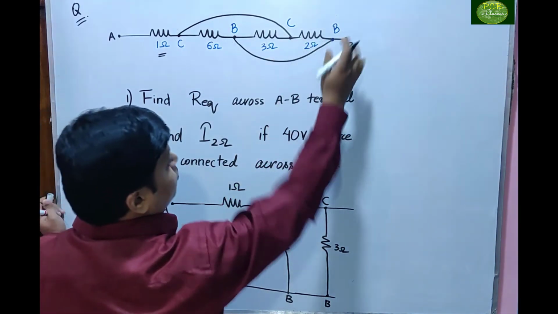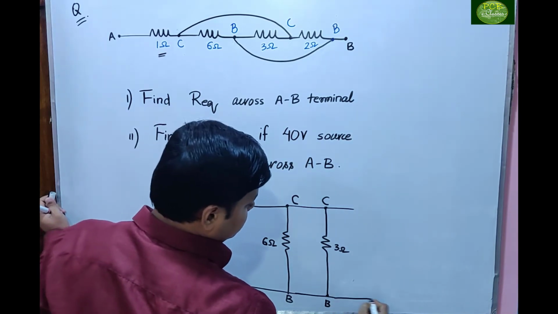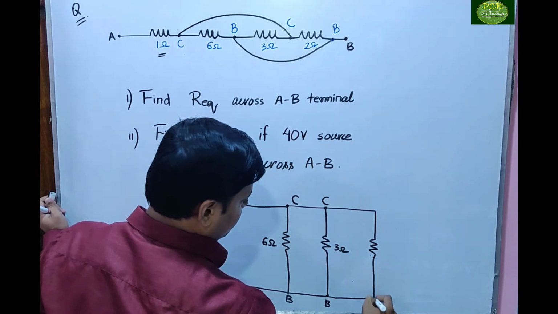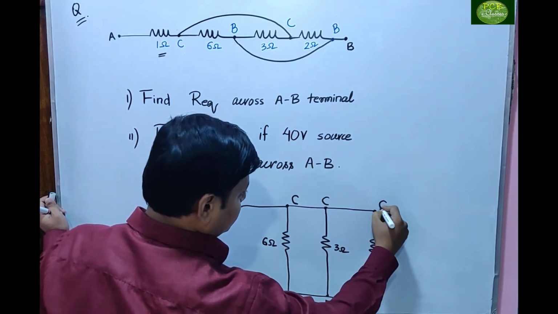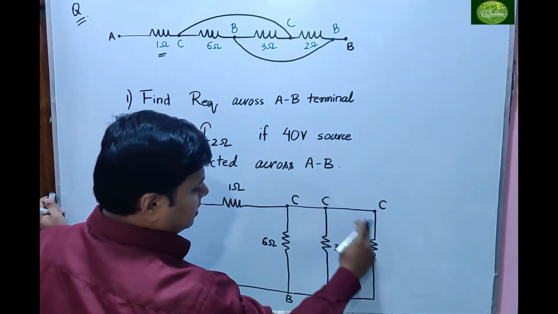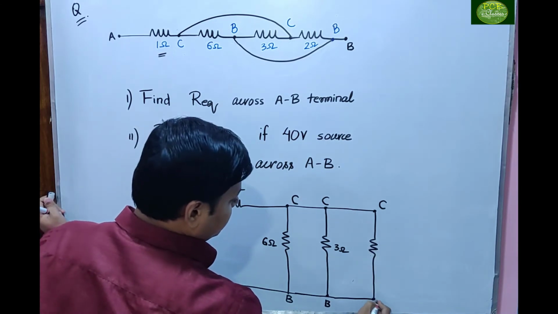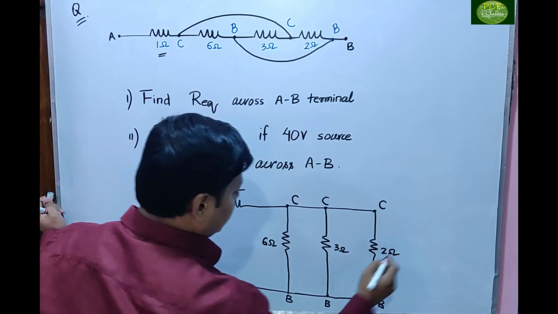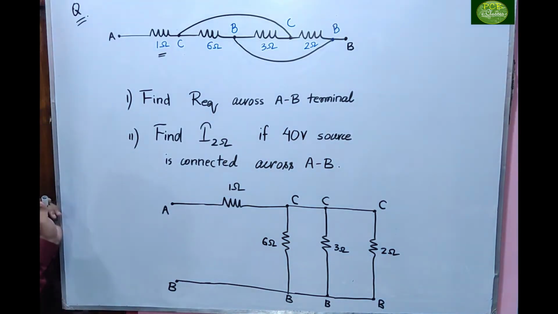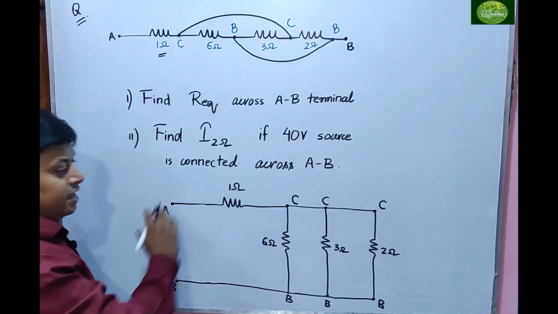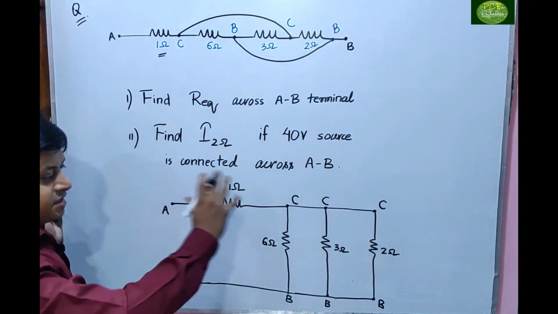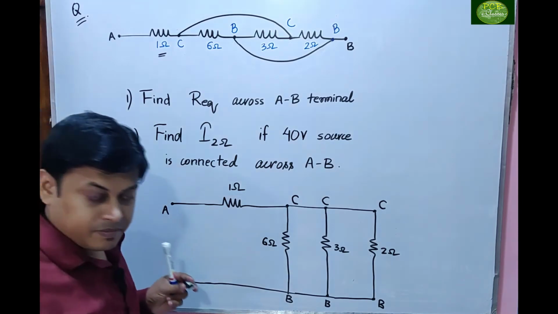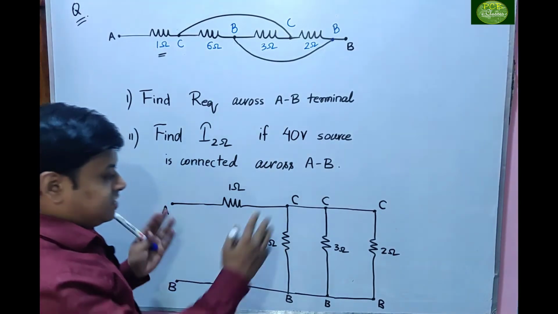Next, C to B. This point will be said as C because nothing is connected here. This point will be said as B. From C to B, what is it? 2 ohm is connected. So after redrawing the circuit, the equivalent circuit, we are getting this type of circuit, and it's a simplified circuit of the given circuit diagram. Fine. So this is a perfect one.